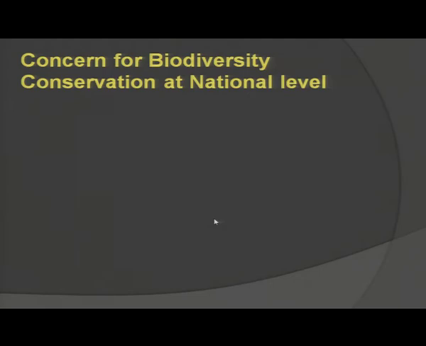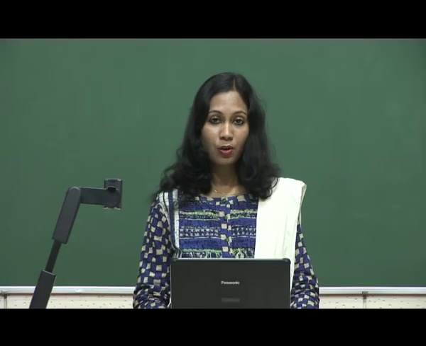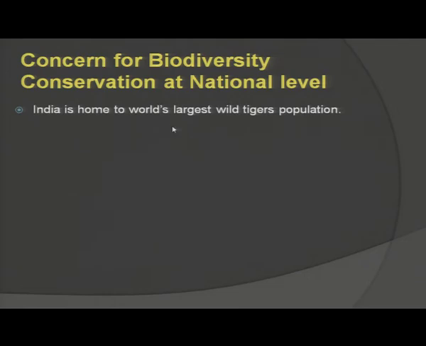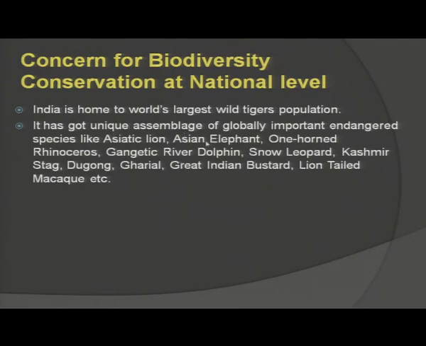Now, moving on to our next topic, which is concern for biodiversity conservation at the national level. Actually, India has been a pioneer in showing its commitment towards protection of nature, because India is home to the world's largest wild tiger population. It has a unique assemblage of globally important endangered species. We have so many endangered species present here, like the Asiatic lion, Asian elephant, one-horned rhinoceros, Gangetic river dolphin, snow leopard, Kashmiri stag, dugong, gharial, great Indian bustard, lion-tailed macaw.